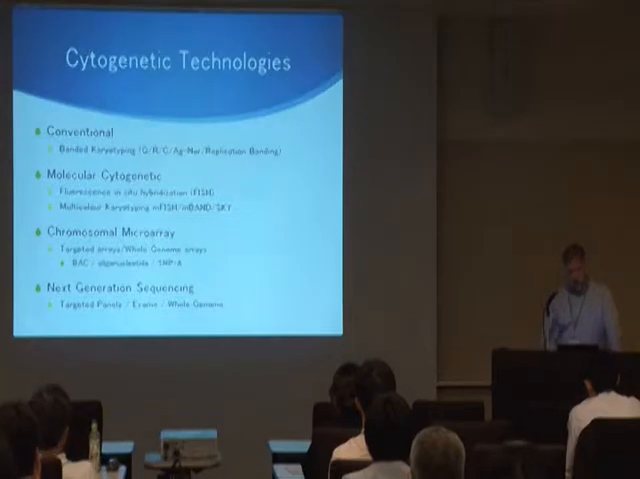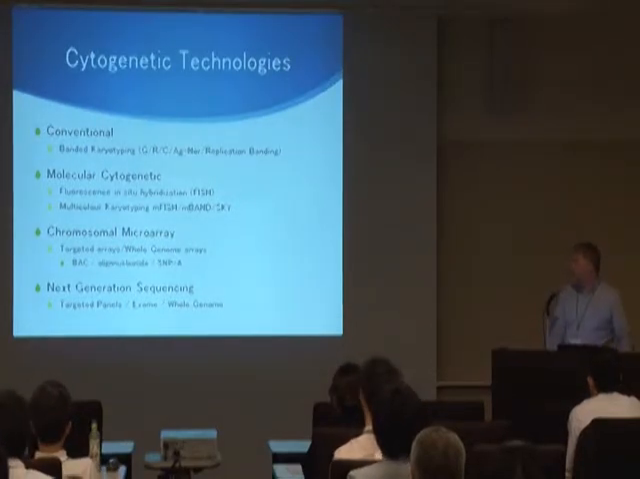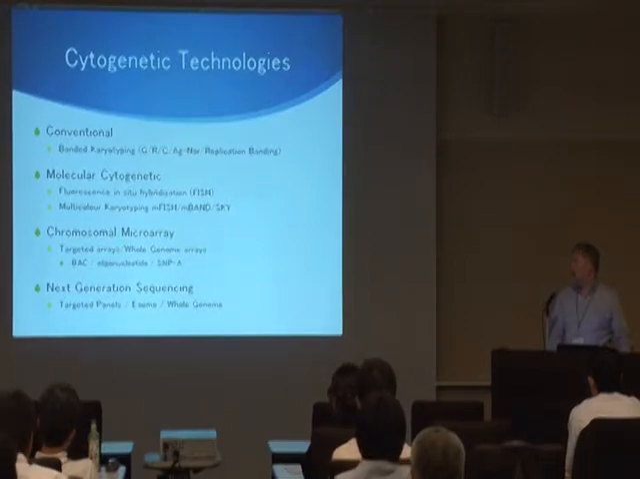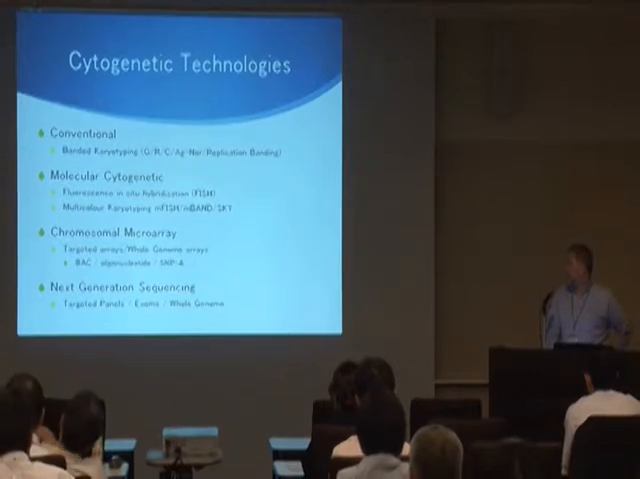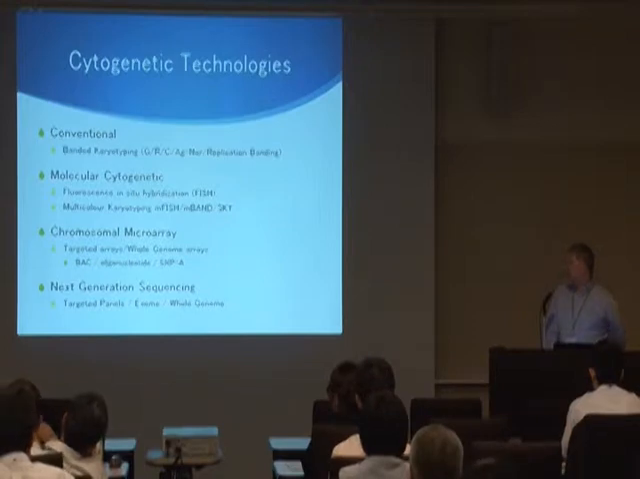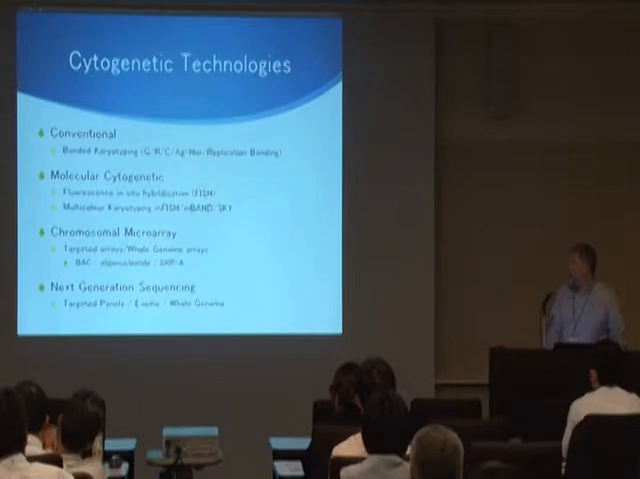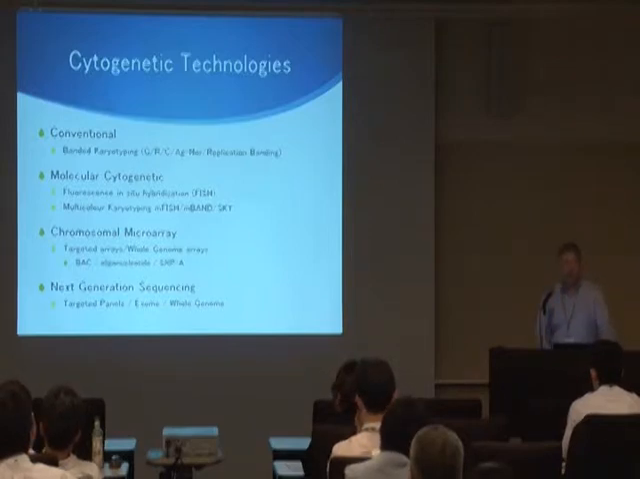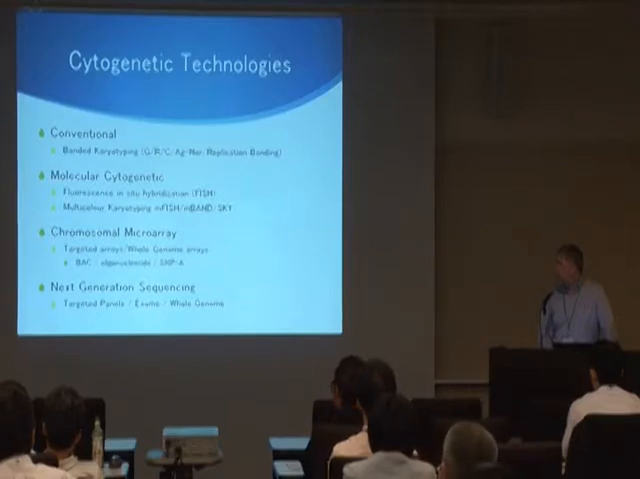So let's talk a little bit about the cytogenetics toolbox. We have a lot of different technologies at our disposal to help us perform diagnostic procedures for patients in constitutional, prenatal, and cancer applications. Conventional cytogenetics, of course, everybody is familiar with banded karyotyping, and there are, of course, a variety of different flavors of that: G, R, C banding, silver nitrate, or replication banding, depending on what particular application you need to do.